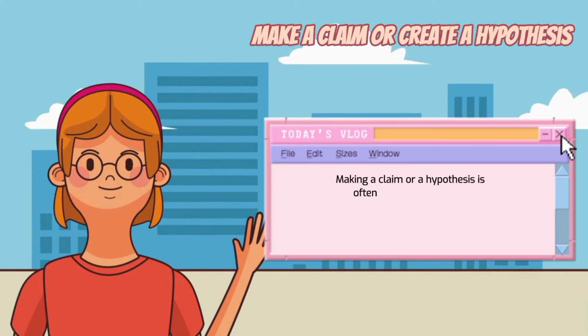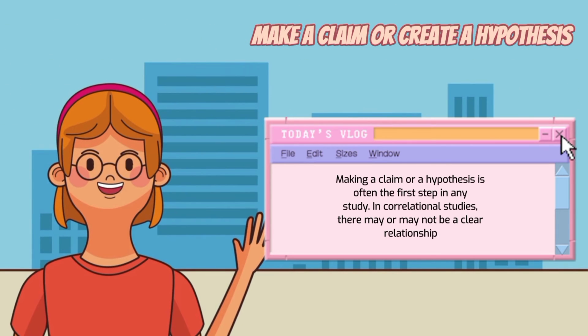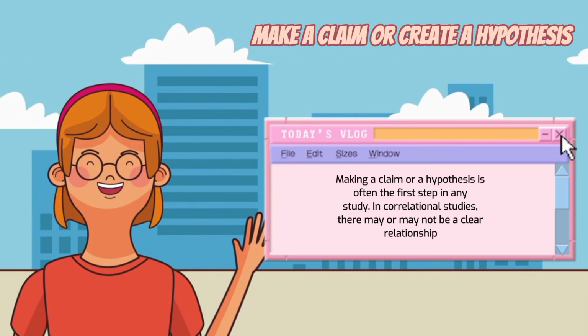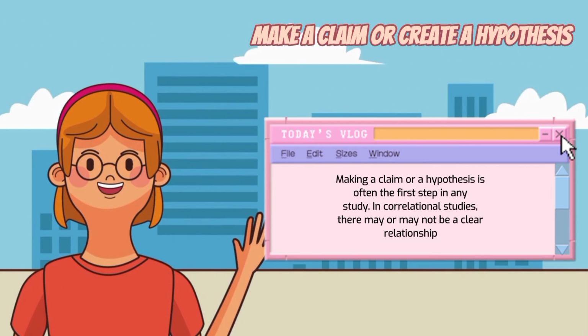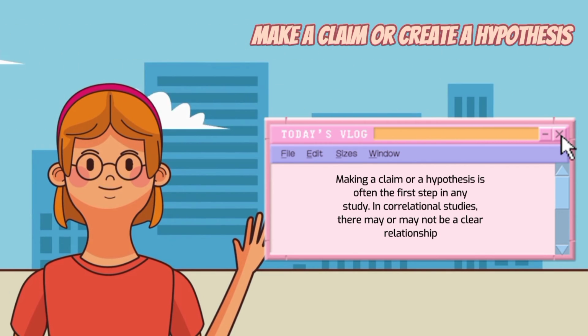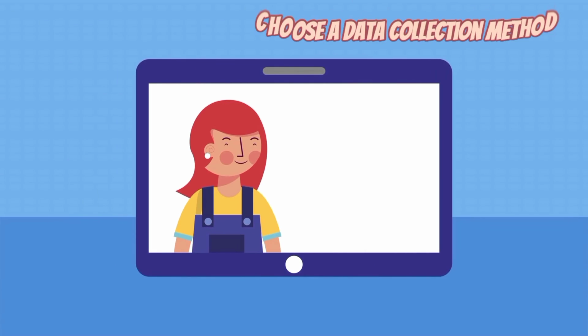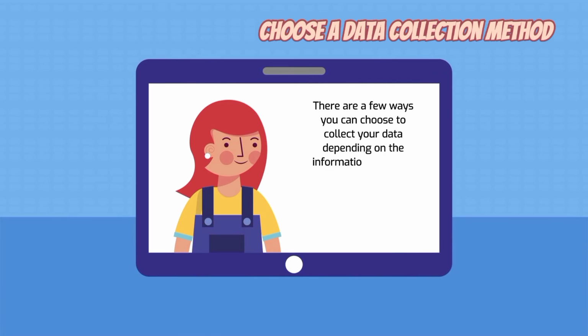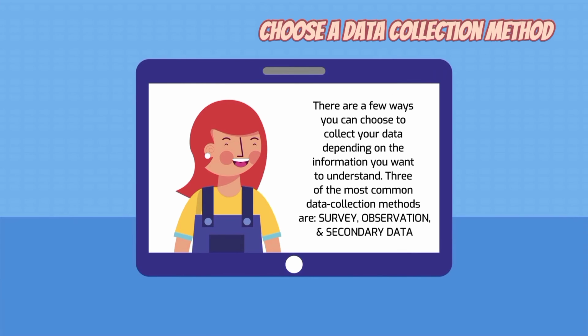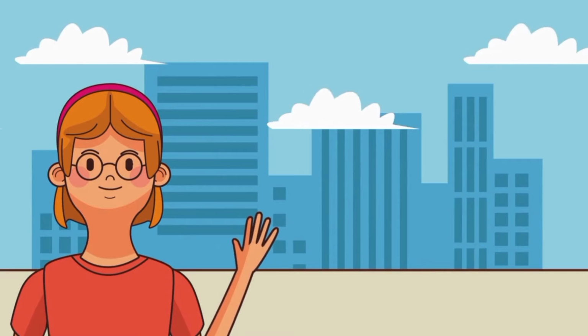And now, we are going to give you tips on how to conduct correlational research. The first tip is to make a claim or create a hypothesis. Making a claim or a hypothesis is often the first step in any study. In correlational studies, there may or may not be a clear relationship. The next step is to choose a data collection method. There are a few ways you can choose to collect your data depending on the information you want to understand. Three of the most common data collection methods are surveys, observation, and secondary data.